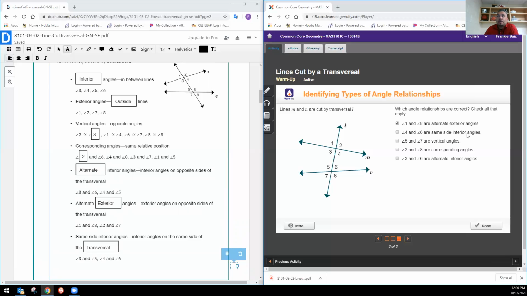4 and 6 are same side interior. 4 and 6 are same side on the inside of this transversal. They're both on the right side of the transversal. That is correct.